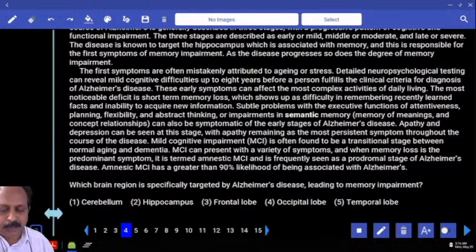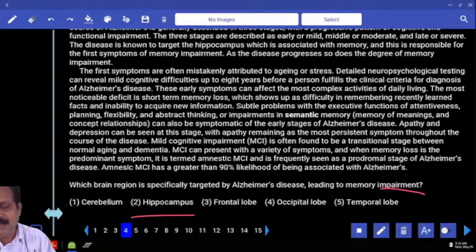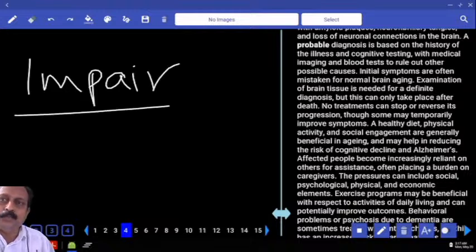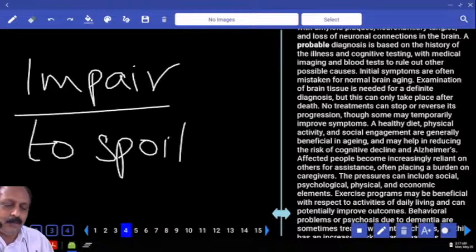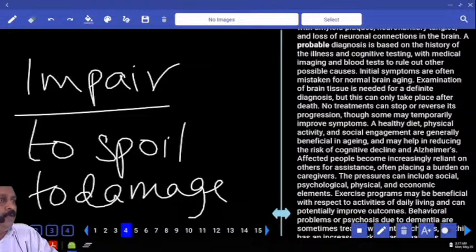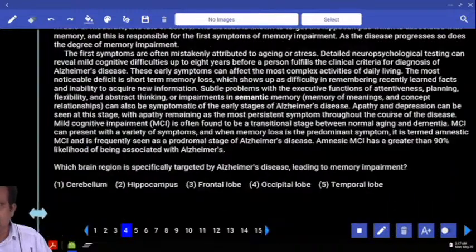Which brain region is specifically targeted by Alzheimer's disease, leading to memory impairment? Is it the second option? Hippocampus, clearly mentioned. Hippocampus. But underline the word impairment. Impair means what? Please write to spoil, write also to damage. Impair means to damage, to spoil. I would like to ask again, are you guys getting enough time to write? The purpose should not be defeated.